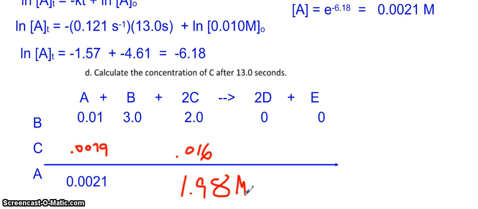And what does this whole thing ask? I love this question, by the way. What does this mean? Because you had such a high concentration of B and C, it really didn't change all that much, did it? A changed a great amount. C and B did not. And so that's what this is showing you.